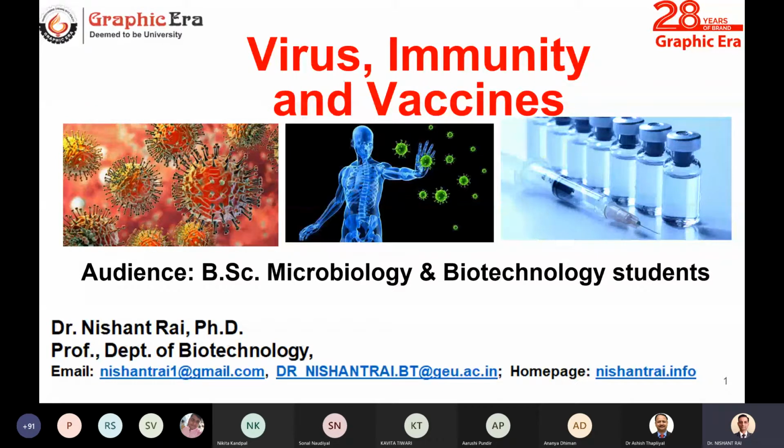Here I'm showing the title: virus, immunity and vaccine. I've actually missed one word as well, because there is a correlation between virus, immunity, vaccines and nutrition. So in the coming slides, you will realize how the microorganisms, immunity, nutrition, vaccines, all are closely related or interrelated.